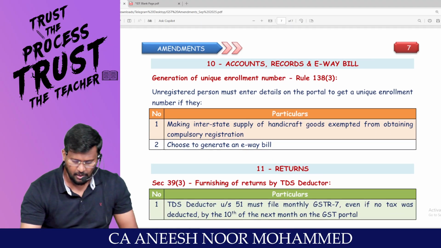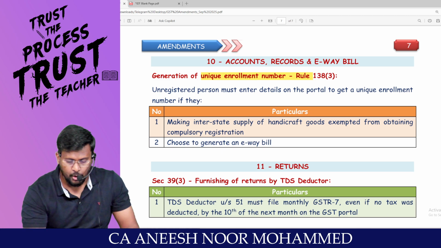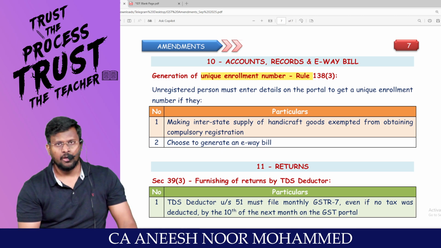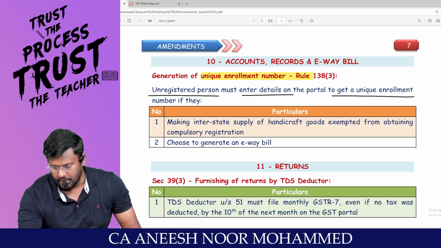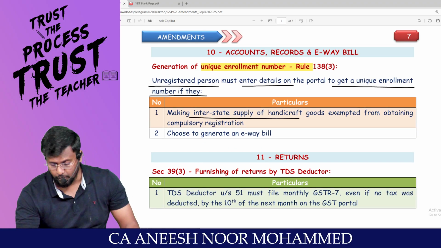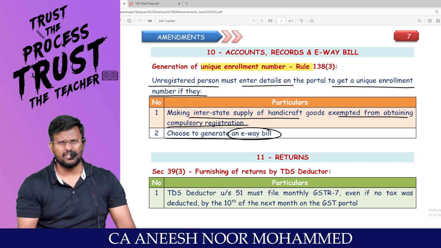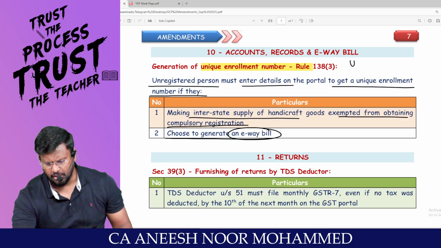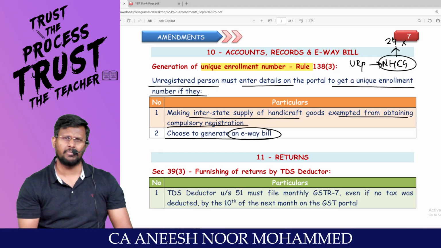Accounts, records and e-way bill. Sir, generation of UEN, unique enrollment number. For example, an unregistered person must enter details on the portal to get the unique enrollment number if they are making interstate supply of handicraft goods. Exempt from obtaining compulsory registration, they can choose to generate an e-way bill. For example, I am an unregistered person, but I am dealing with notified handicraft goods. As per section 24, I am not supposed to take the compulsory registration.